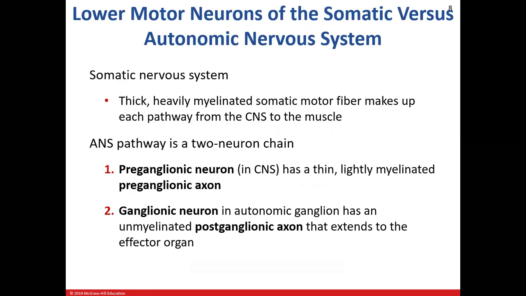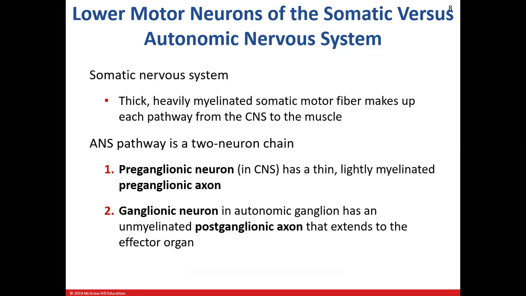So if we take a look at the lower motor neurons of the somatic system versus the autonomic nervous system, we'll notice that there's a little bit of a difference. When we look at the lower motor neurons of the somatic nervous system, we notice that there's typically only one neuron. We've talked about the upper motor neurons coming down from the primary motor cortex, and then they synapse within that ventral horn, and they synapse with that lower motor neuron that basically extends out into the skeletal muscle. This lower motor neuron in the somatic nervous system is a thick, heavily myelinated somatic motor fiber, and it makes up each pathway from the CNS to the muscle.